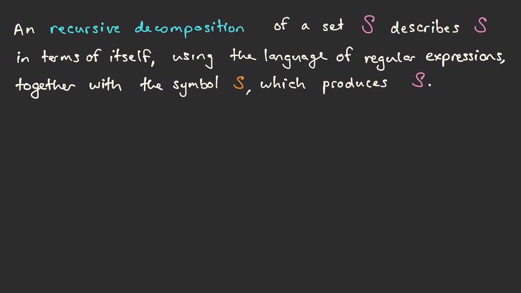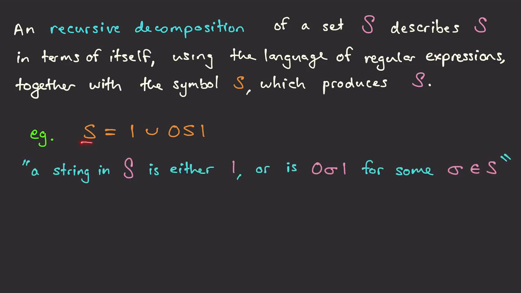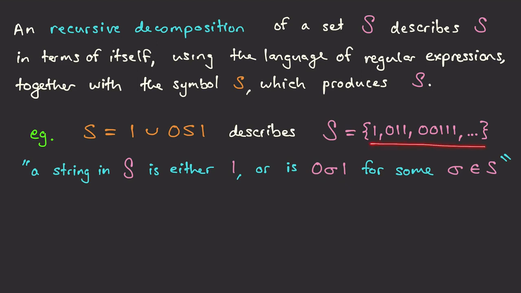Here's an example. S equals 1 cup 0 S 1. Turned into an English sentence, this is saying that a string in pink S is either the string 1, or is a 0 followed by a string in pink S followed by a 1. So pink S contains the string 1, and for any string in pink S, putting a 0 on the front of that string and a 1 on the end gives you another string in pink S. And the equality says that this is the only way to get a string in pink S. It follows that the set pink S is the set that contains all strings consisting of some number of zeros followed by one more than that number of ones.